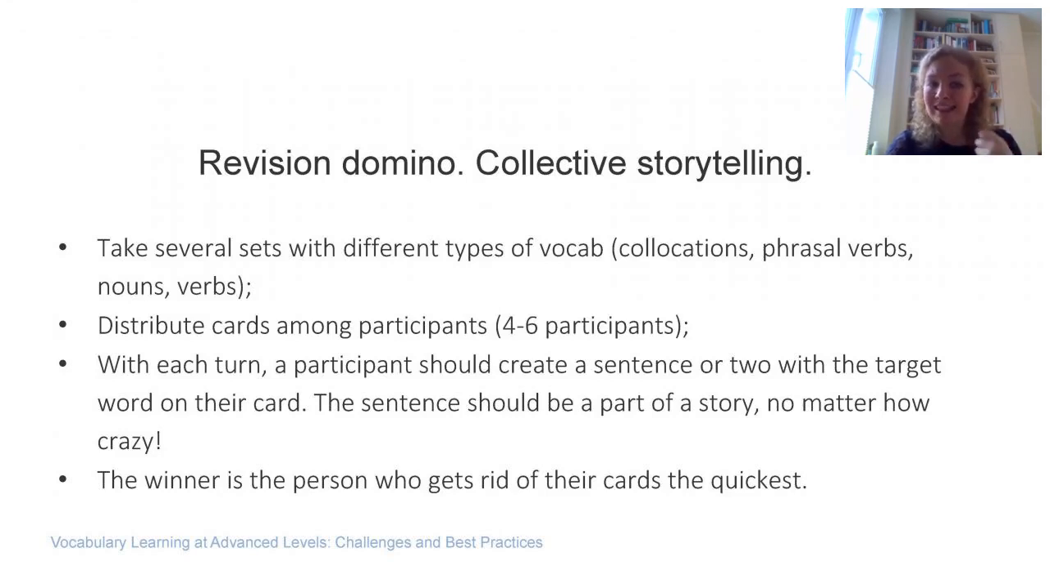With each turn, a participant should create a sentence or two with the target word on their cards. So they have cards and they have to think what kind of sentence they can make. And the most important thing, this sentence should be a part of the story, no matter how crazy the story is. So the first person begins a story and the others should add the next sentence of the story by using the words that they have on the card.